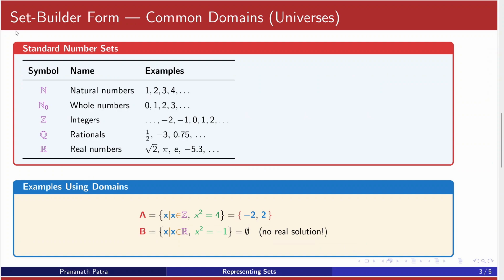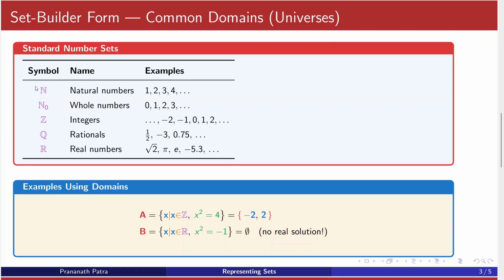Before we look at more examples, it is incredibly helpful to know the standard sets of numbers. These are called common domains or universes. We use them all the time in set builder form to define what kind of numbers we are allowed to use. Let's review them gently.